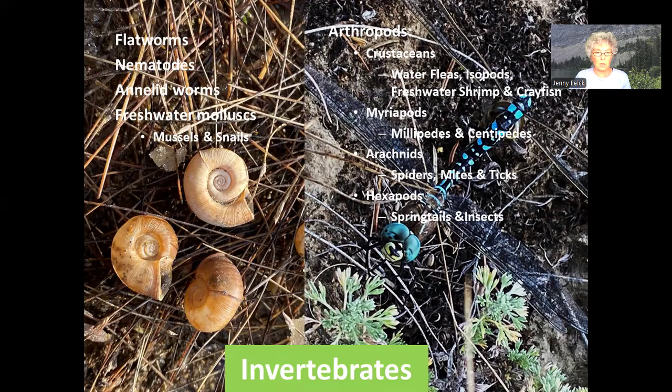The largest phylum within the invertebrates is that of the arthropods. So first of all, the worms and the mollusks, and then the arthropods, which include crustaceans, myriapods, arachnids, and hexapods. Those are the subject of the next video in the Nature of the Great Divide series.